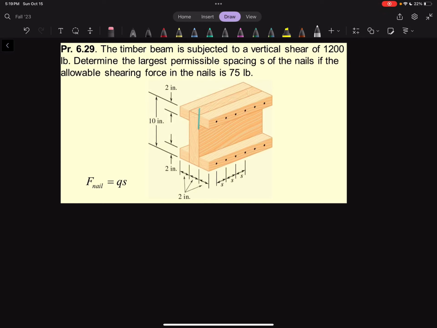The timber beam is subjected to a vertical shear of 1,200 pounds. Determine the largest permissible spacing S of the nails if the allowable shearing force in the nail is 75 pounds.